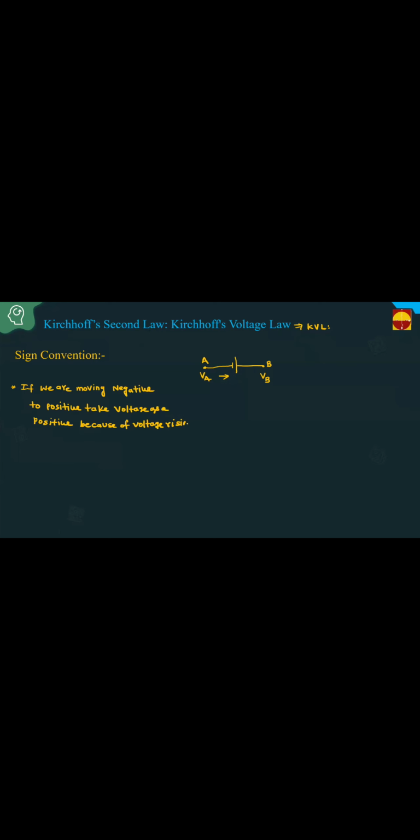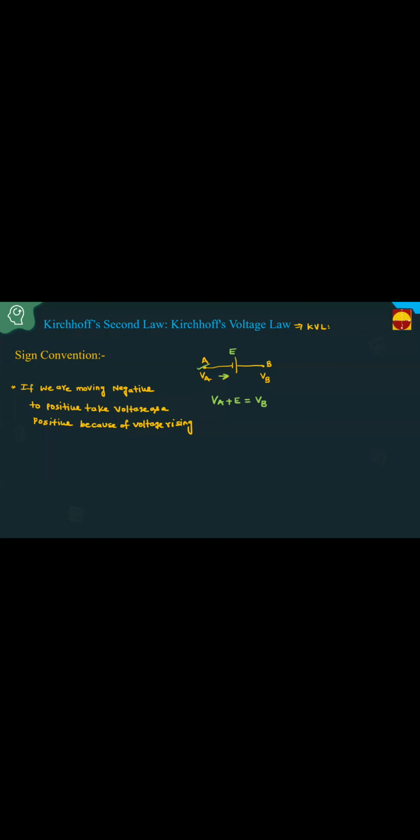This is the sign convention I am following. We are moving negative to positive. Then you have to write the voltage at point A is VA. Let this be E. Negative to positive we are moving, so take positive. VA plus E is equal to VB.